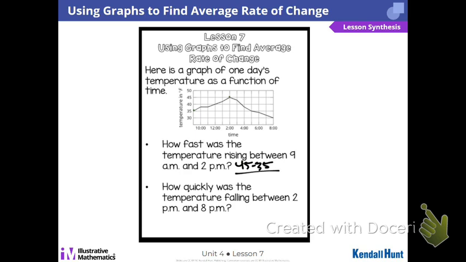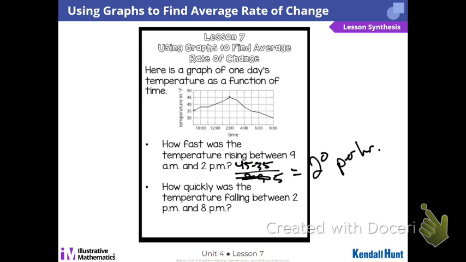And my interval from 9 to 2, this one's a little tricky because it's time, right? This almost doesn't work very well, but it is 5 hours. So it went up 10 degrees over 5 hours. That's 2 degrees per hour. That's the slope of this fake line.